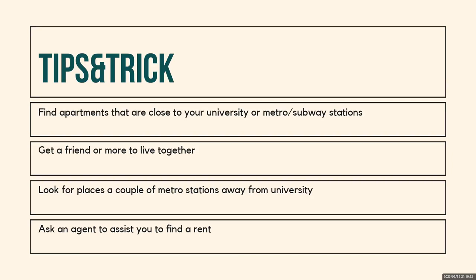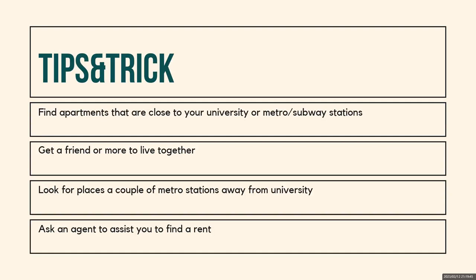But in my opinion, it's better to not go there if you want to save some money. Number two is to get a friend or more to live together. Number three, look for places a couple of metro stations away from university. And this is supporting my point from number one. If you don't have that much money to spend and live in Tashecheng, you just go a couple of metro stations away and you can find cheaper rent over there.